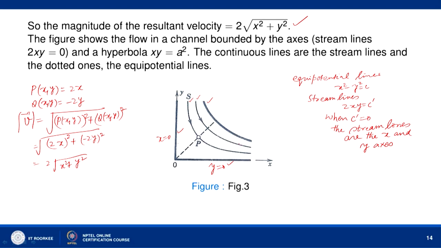These continuous lines are therefore the streamlines, and the dotted lines are the equipotential lines. Equipotential lines are given by x squared minus y squared equal to constant. This equipotential line is obtained when you take c equal to 0, that is x squared minus y squared equal to 0. c equal to 0 means y equal to plus or minus x. So this is the y equal to x line.